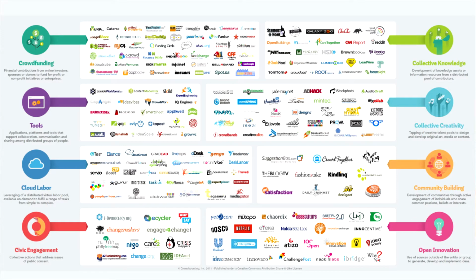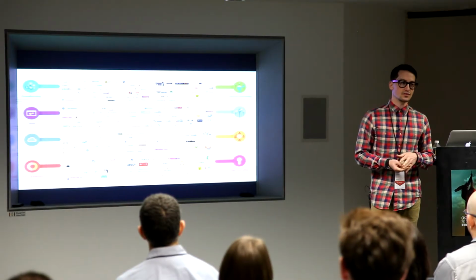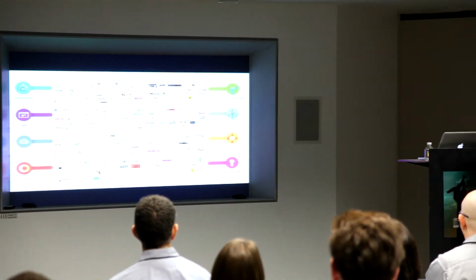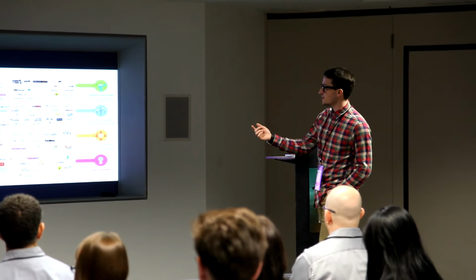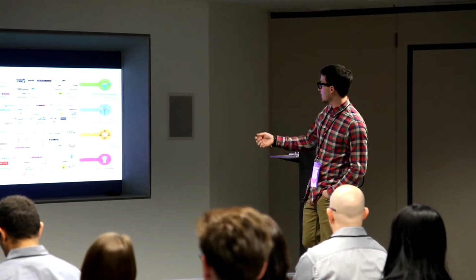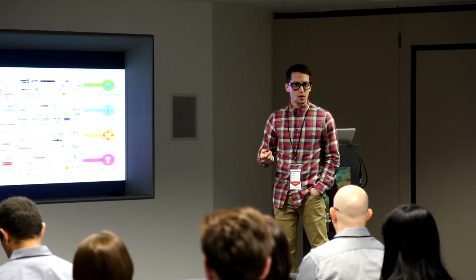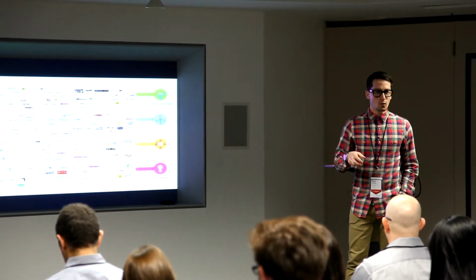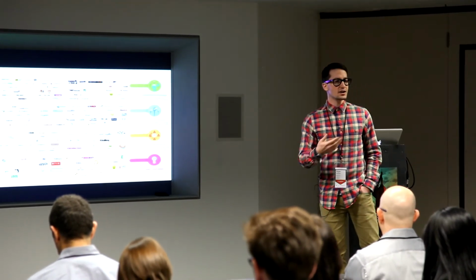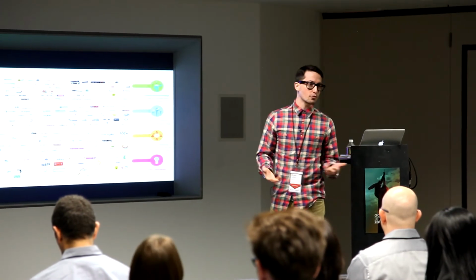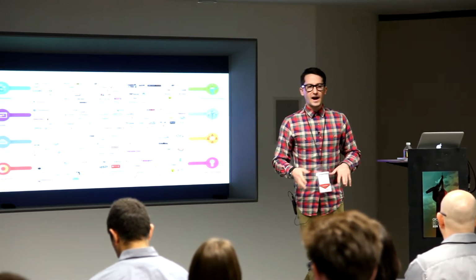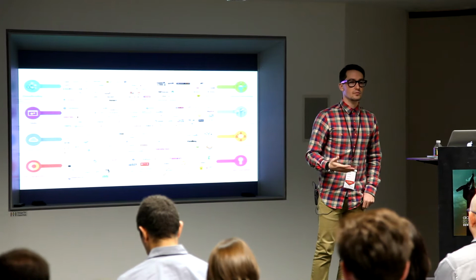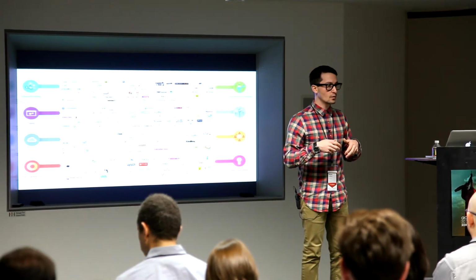Up here is a list of over 200 companies that use crowdsourcing as a primary, or even secondary, mechanism in the way that they do business. You'll find there are really eight buckets here: crowdfunding, tools, cloud labor, civic engagement, collective knowledge, collective creativity, community building, and open innovation. And this is just scratching the surface of what crowdsourcing can bring to the table and what it can do to help you in your business, maybe in your project. So as you think about how you can use crowdsourcing, know that there are a lot of other people, just like Stephen described earlier, doing things similarly that you can take a look at and see how you can start to build upon that.